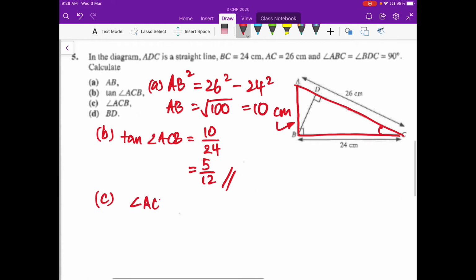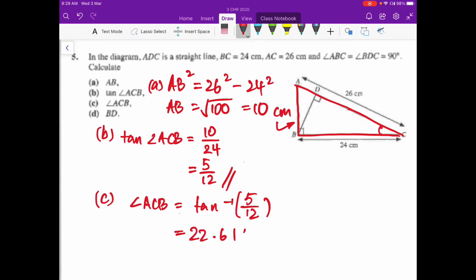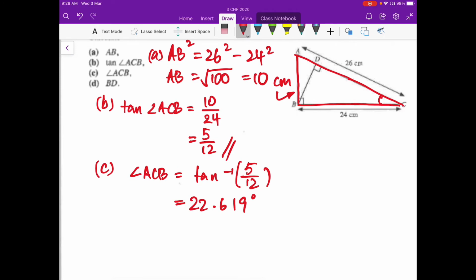Angle ACB. Tangent inverse of 5/12. Okay. So what's the value? 5 divided by 12. 22.619. So what do we round it off to? How many dp? Why 1 dp? Correct. So 1 dp, we get 22.6 degrees. Okay, pass down. Thanks. And finally, our last question, BD.